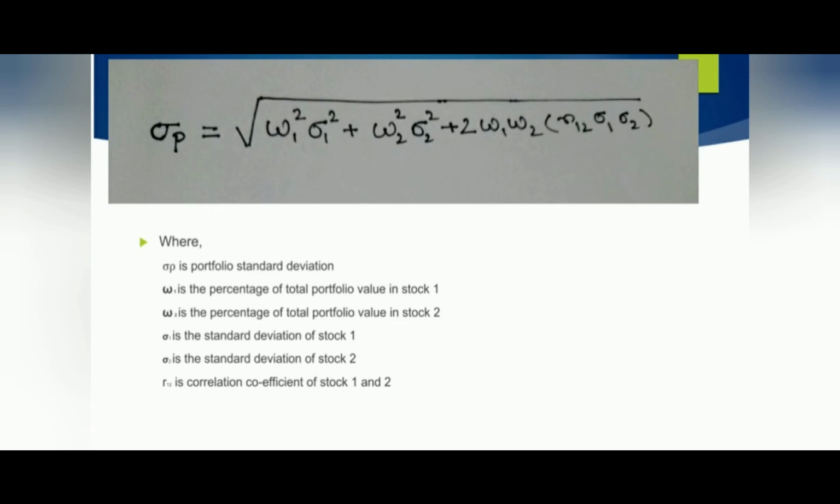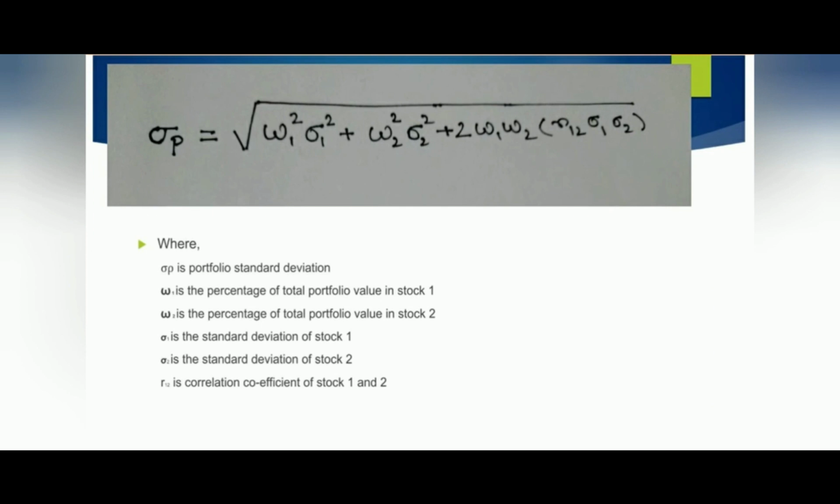The formula is under root of square of weight of security 1 into square of standard deviation of security 1, plus square of weight of security 2 multiplied by square of standard deviation of security 2, plus 2 into weight of security 1 into weight of security 2, and in brackets we have R12, that is the correlation coefficient between security 1 and 2, multiplied by standard deviation of security 1 into standard deviation of security 2. Sigma 1 is the standard deviation of stock 1, sigma 2 is the standard deviation of stock 2. R12 is the correlation coefficient of stock 1 and 2.